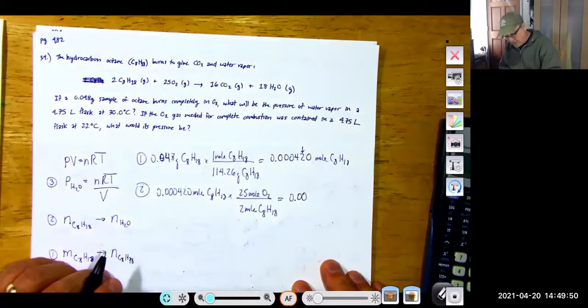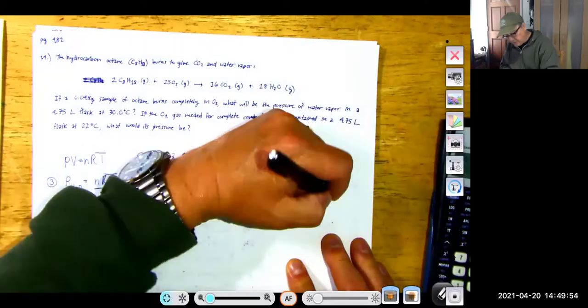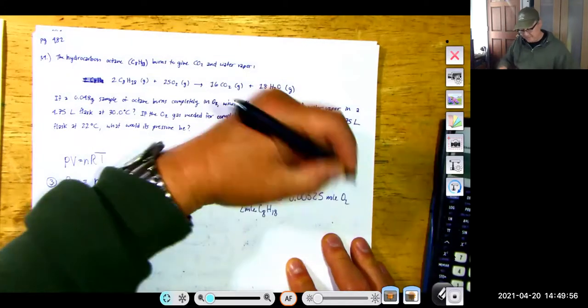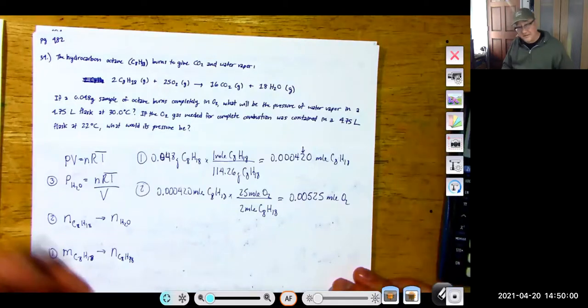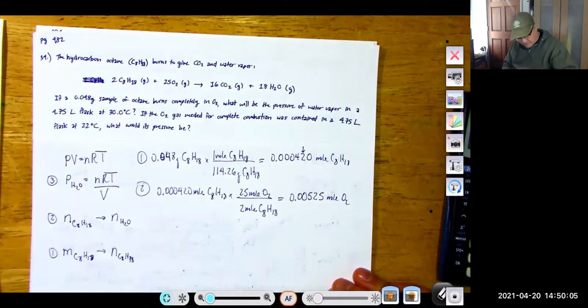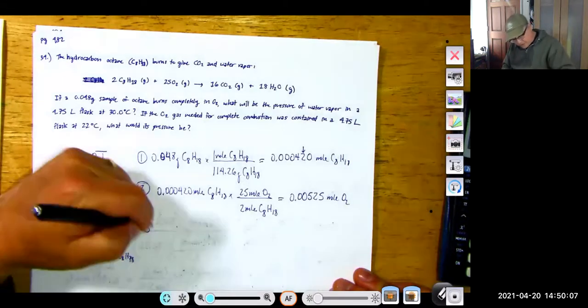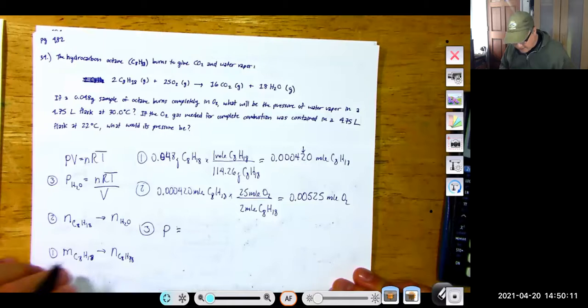Actually quite a bit more, 0.00525 mole of O2. So I underestimated a little there, but we did get the 0.00 down right, correct? Okay, for number 3, we're going to use that the pressure, oops, I made a mistake.